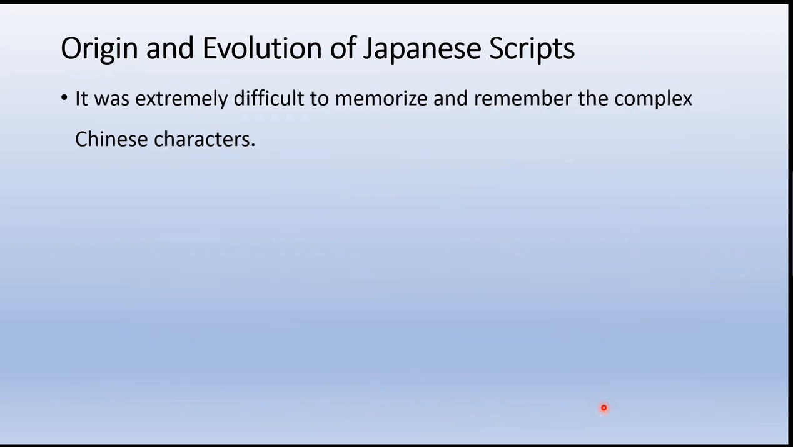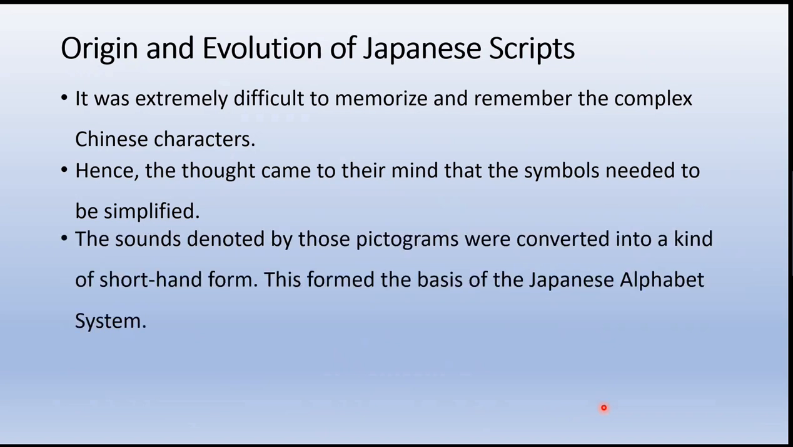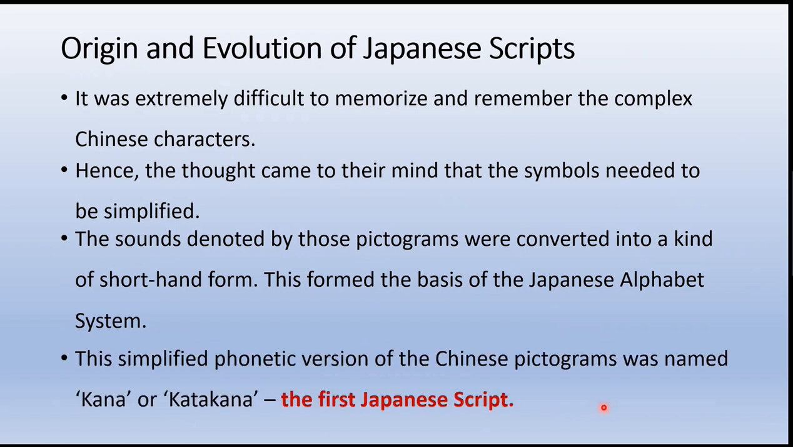It was extremely difficult to memorize and remember those complex Chinese symbols, those pictograms. Hence, the thought came to their mind that the symbols needed to be simplified for the people of Japan. The sounds denoted by those pictograms were converted into a kind of shorthand form of writing, some kind of shorthand system. And that formed the basis of the Japanese alphabet system. That is, the simplified versions of the Chinese pictograms. This simplified phonetic version of the Chinese pictograms was named kana, or more specifically the katakana, the first ever Japanese script. This is how the first ever Japanese script evolved.